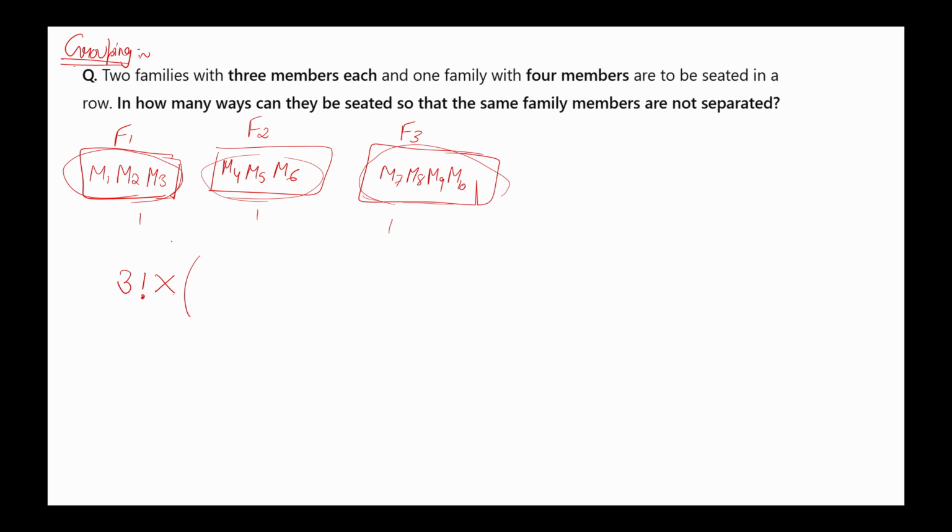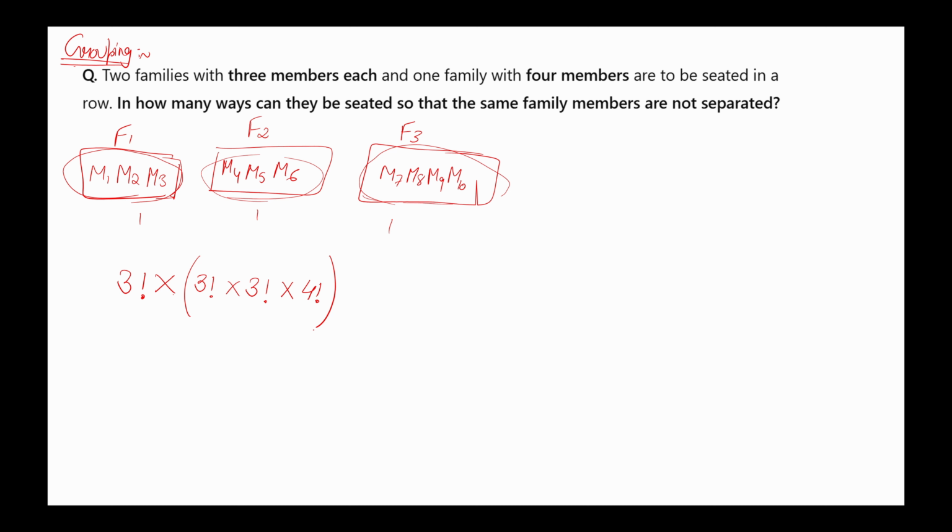So for each and every family, there can be a number of arrangements according to the number of members. So for the first family, it would again be 3 factorial. For the second family, it would be 3 factorial again. And for the third family, it would be 4 factorial. I hope you have understood this portion.